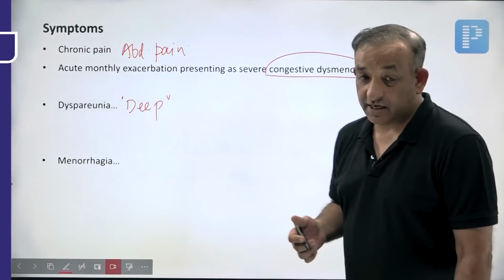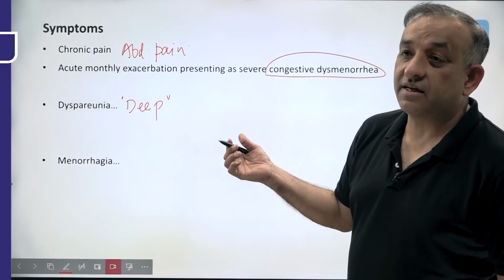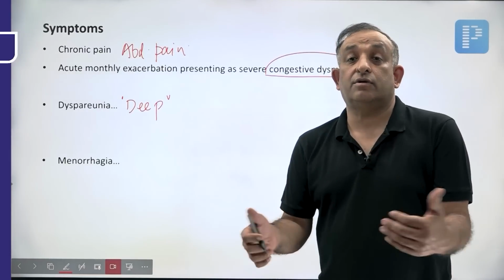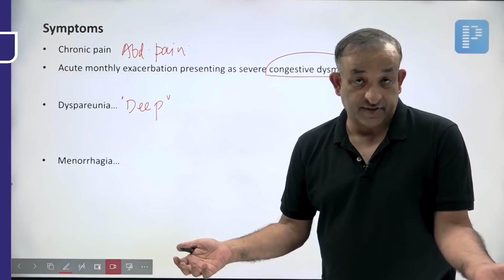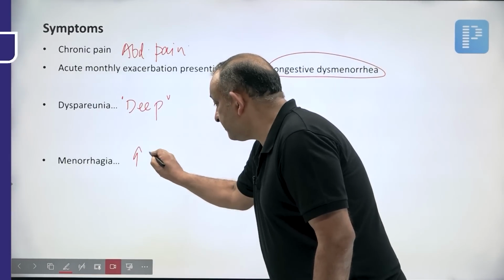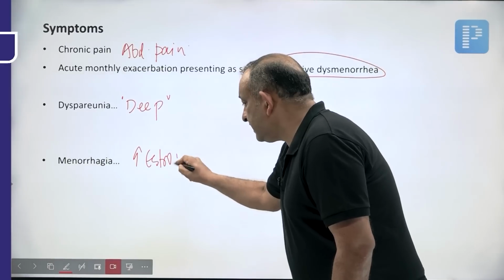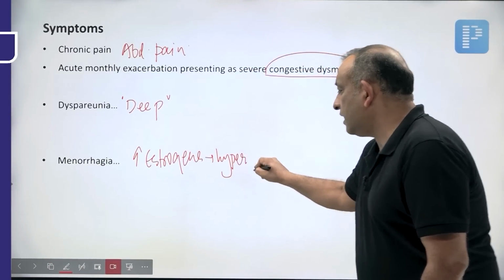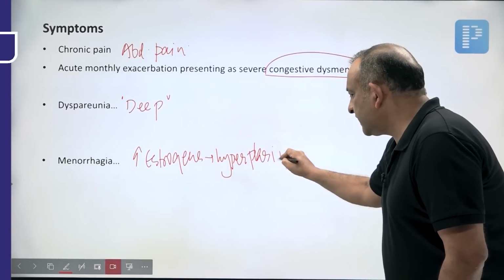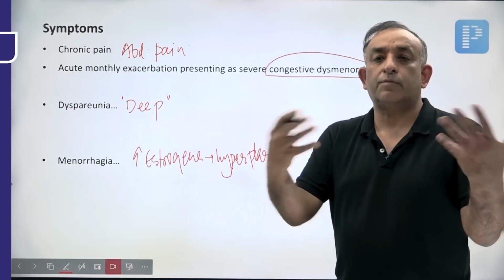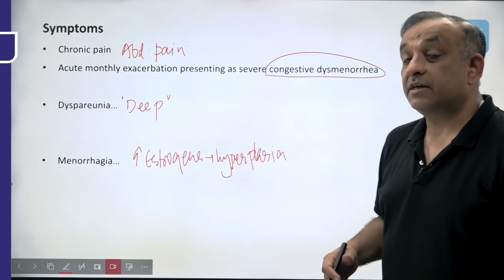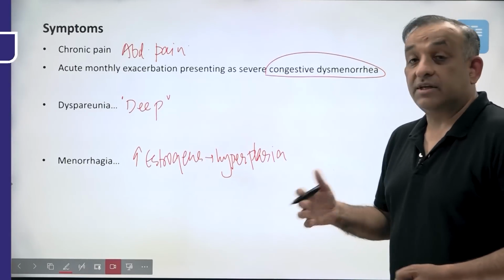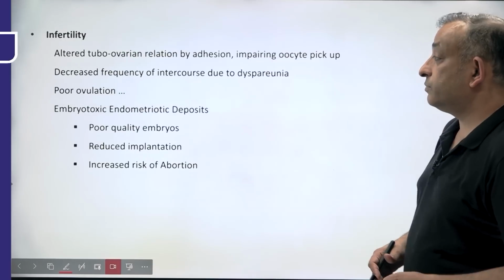And then menorrhagia. All of you know, the first thing in this chapter I told you, high estrogens cause endometriosis, and high estrogens also cause hyperproliferation of the endometrium. So menorrhagia because of increased estrogens causing hyperplasia, or if not technically hyperplasia, causing at least more proliferation of the endometrium. Maybe it is not enough to call a hyperplasia, but there are too many glands, more than a normal woman will have. So menorrhagia could be a presentation.